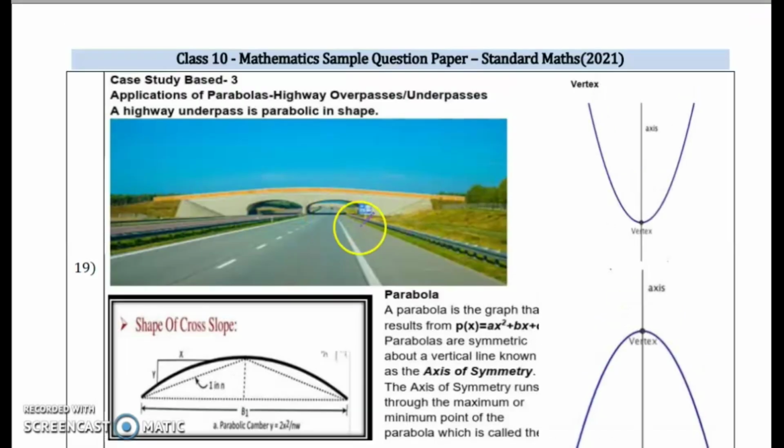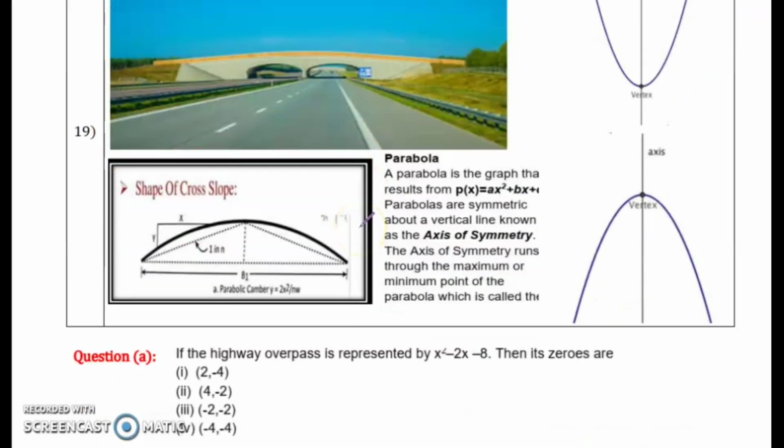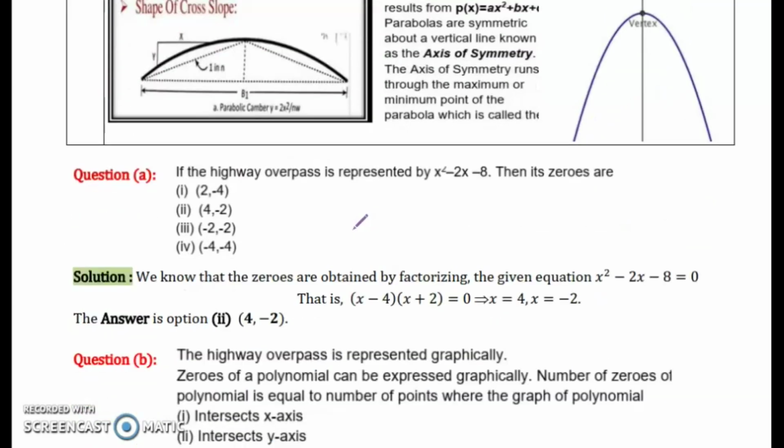Let us get into the problem. Clearly we can understand it is a parabola. Therefore, the problem is going to be based on the parabola, right? If the highway overpass is represented as x square minus 2x minus 8, then find its zeros. That means which of the following is going to be the zeros, right?